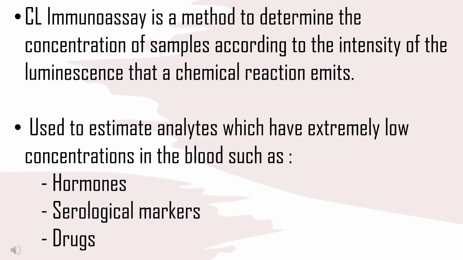Chemiluminescence immunoassay is a method to determine the concentration of samples according to the intensity of the luminescence that a chemical reaction emits. Chemiluminescence immunoassays are also used to estimate analytes which have extremely low concentrations in the blood, such as hormones, serological markers, and drugs.